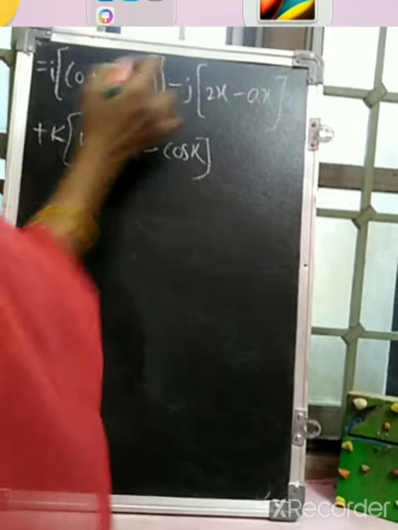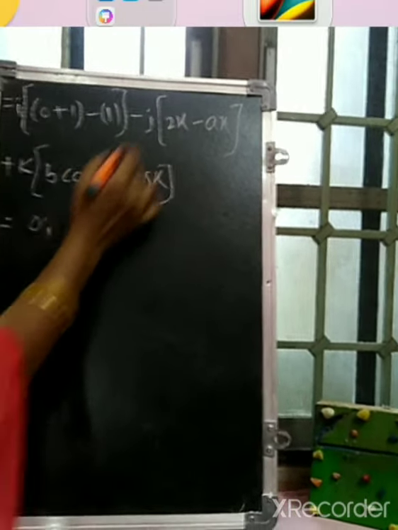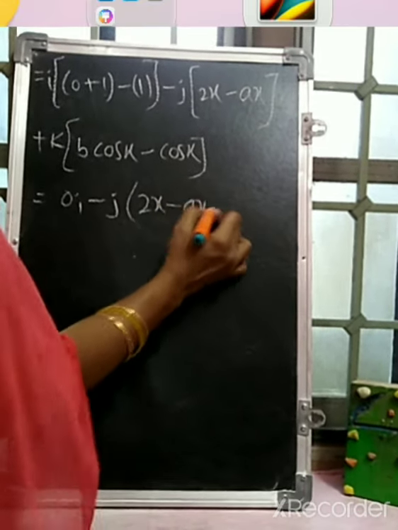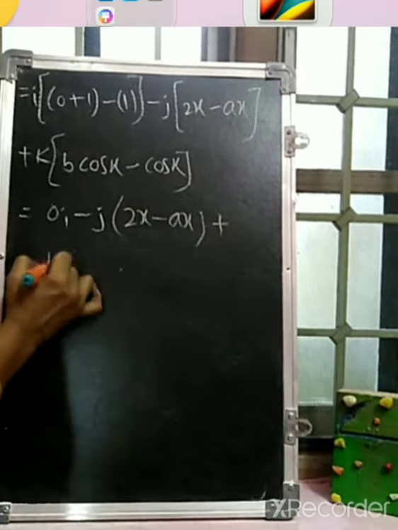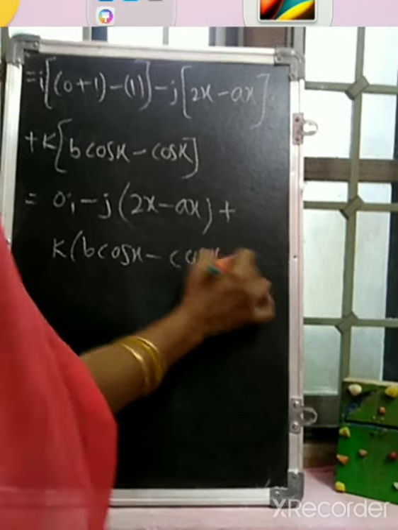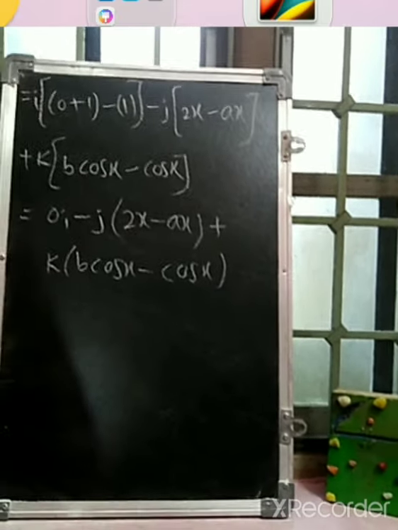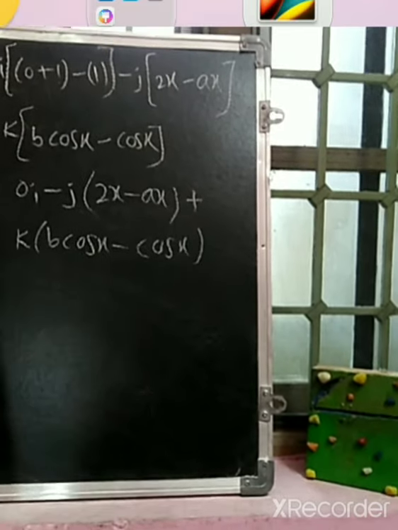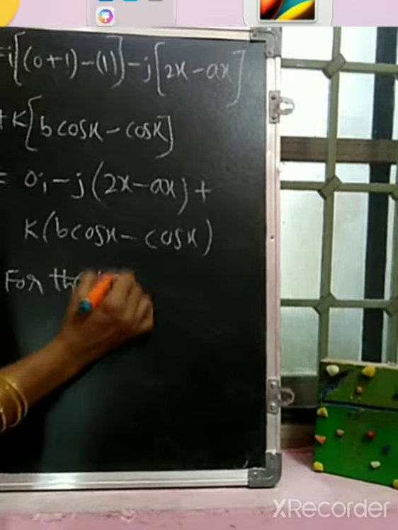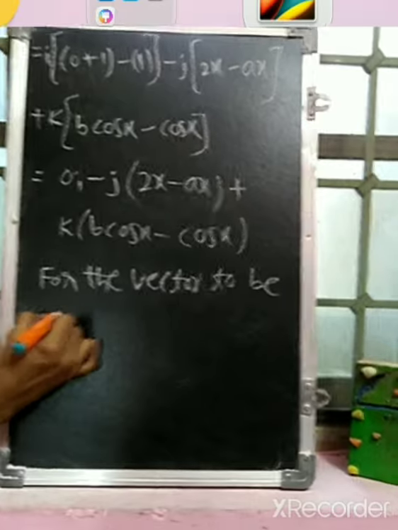So here minus 1 plus 1 is 0, so that is 0i. Here x is common, so minus j into (2x minus ax) plus k into (b cos x minus cos x), or we can take cos x outside. Next, for the vector to be irrotational.